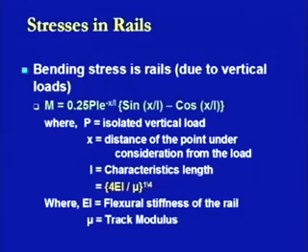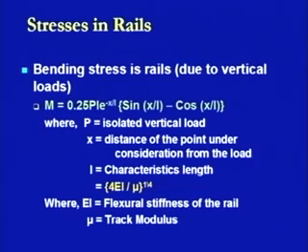In this case, M is the bending moment which is induced due to the vertical loads placed at any point on the rail section. P is the isolated vertical load which is applied through the wheels, obviously. x is the distance of the point under consideration from the load. So, if we have a point of application of any load on the rail section, and we are interested to find out the bending stress at a distance x, then we will compute the value of this bending moment at that distance x, and this is how it is taken.